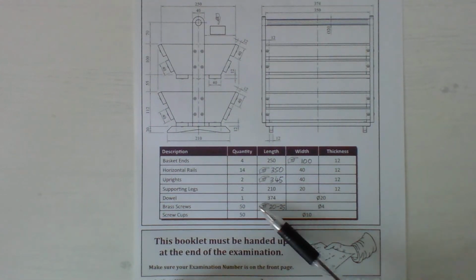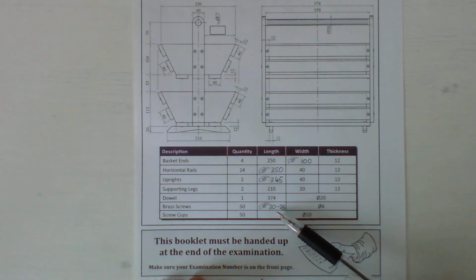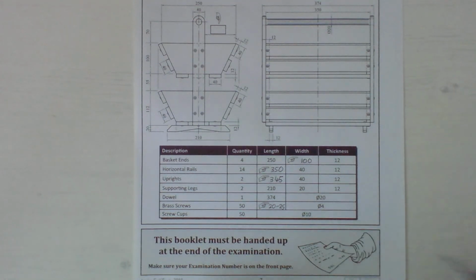And then we skip down to brass screws. There's their quantity, we need 50 of them, and what is their length going to be? So 20 to 25 millimeter screws. And that's the 2018 higher level short questions complete.